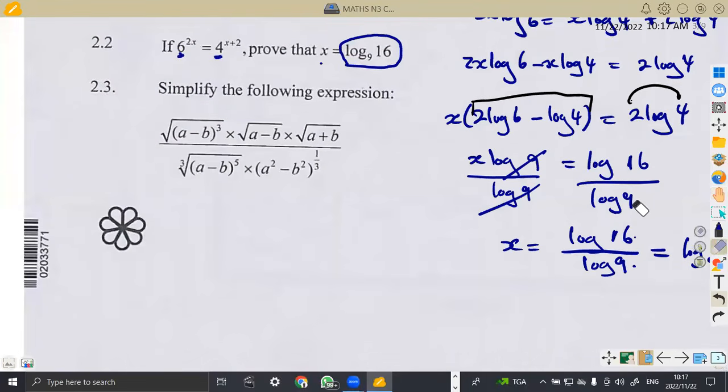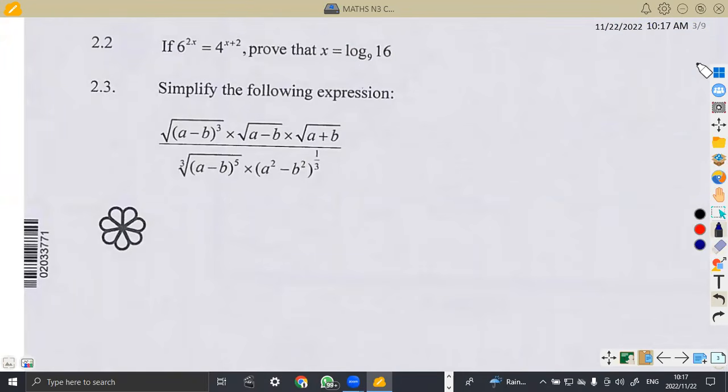Let's see the other part of the question, which is 2.3. We are now asked to simplify the following expression. We have so many ways again to simplify this type of expression. In this case, I want you to see there's a relationship that we have between a minus b, this part. So don't simplify that part. But remember from your laws of exponent, if you're given the b-th root of x to the exponent of a, it means it was x to the exponent of a over b. So that's what is happening.